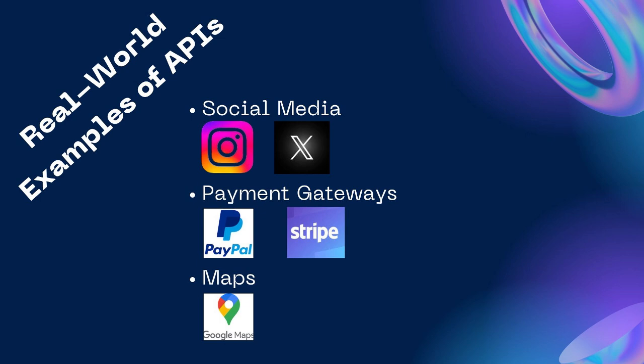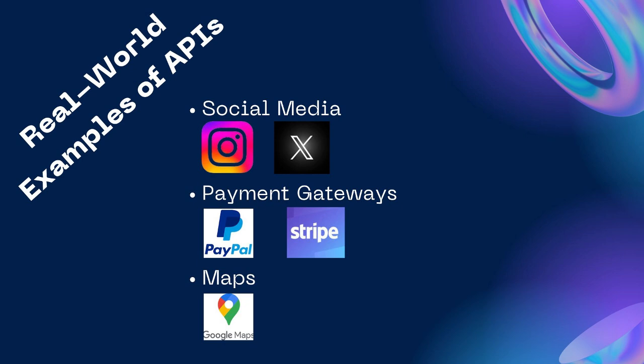Here are real-world examples of APIs. Let's look at a few real-world examples of how APIs are used. Number 1. Social media. When you use apps like Instagram or X to log into other services, you're using their authentication APIs.